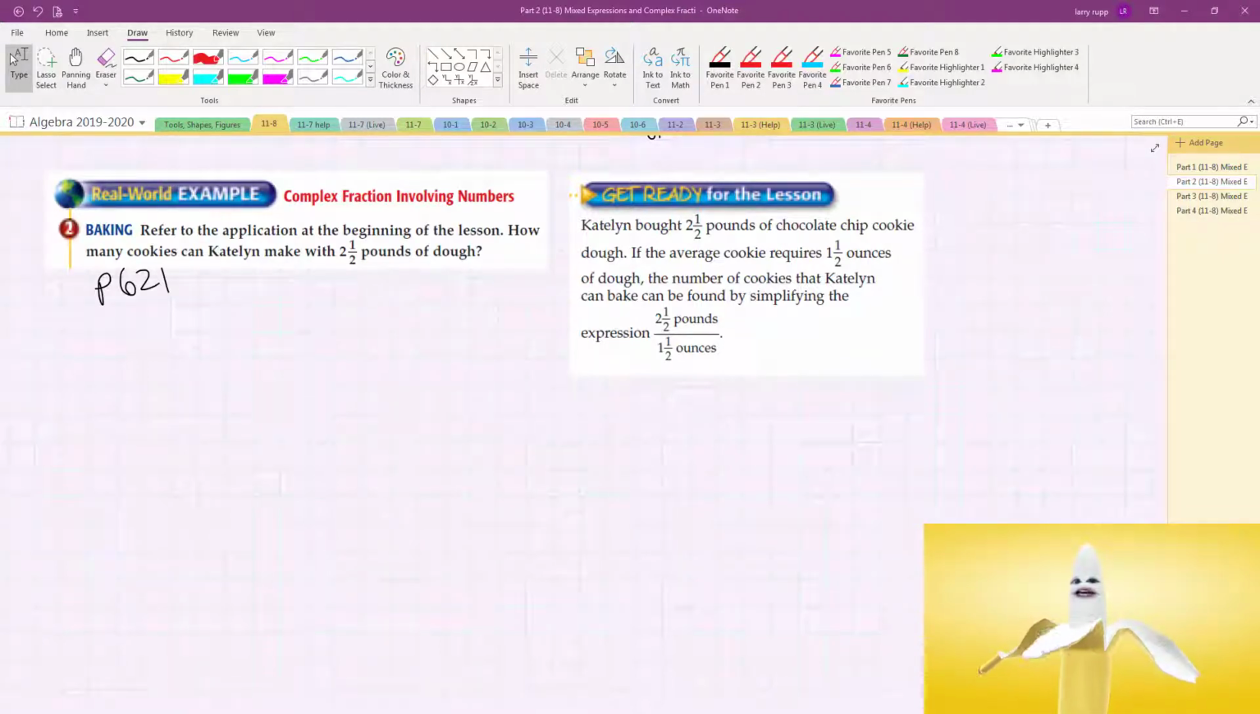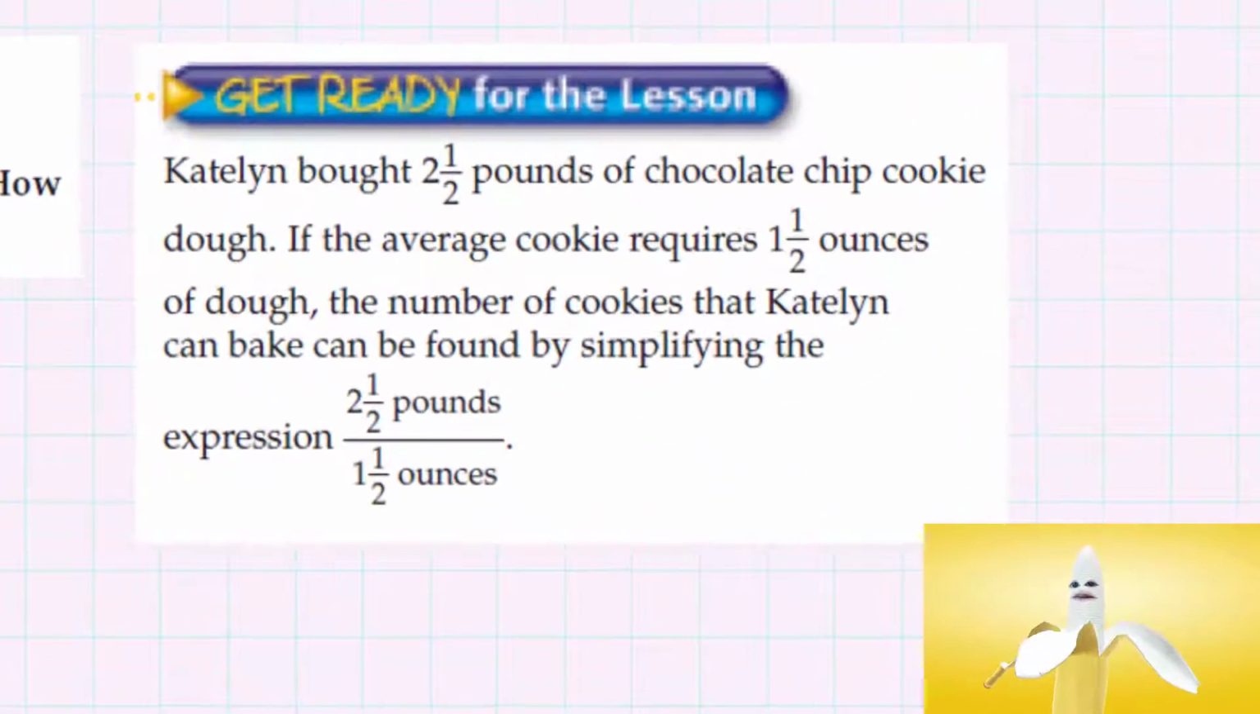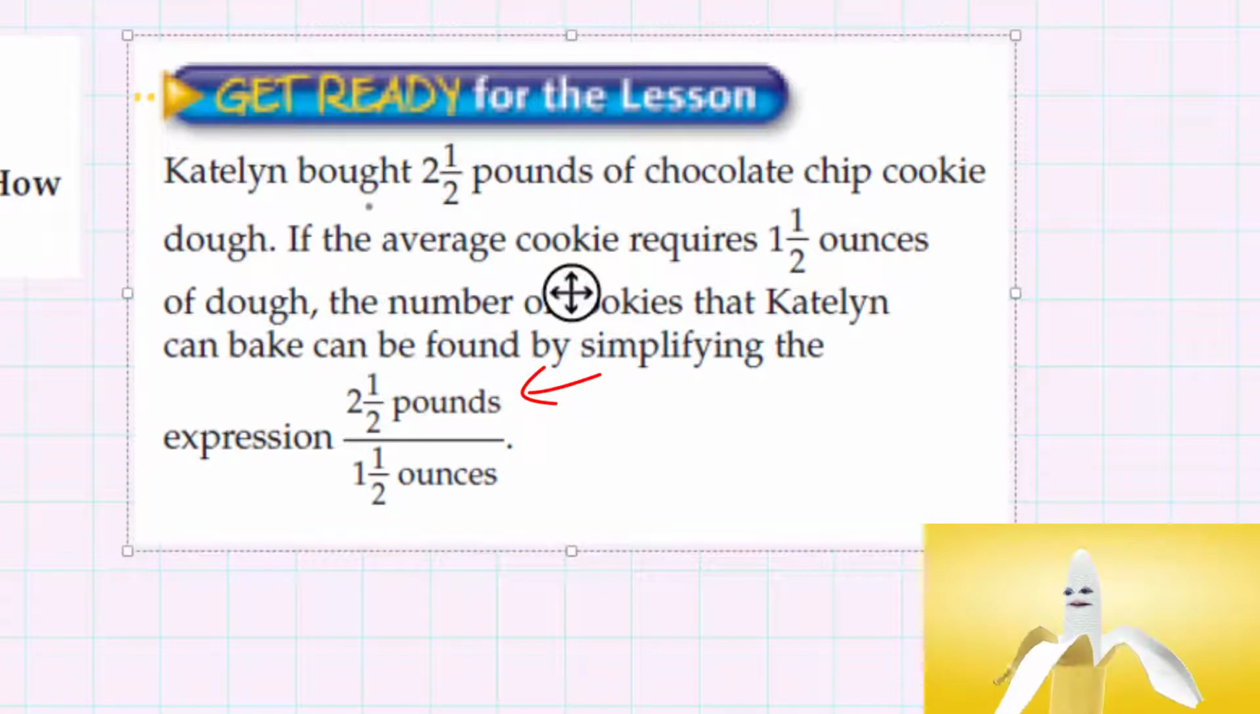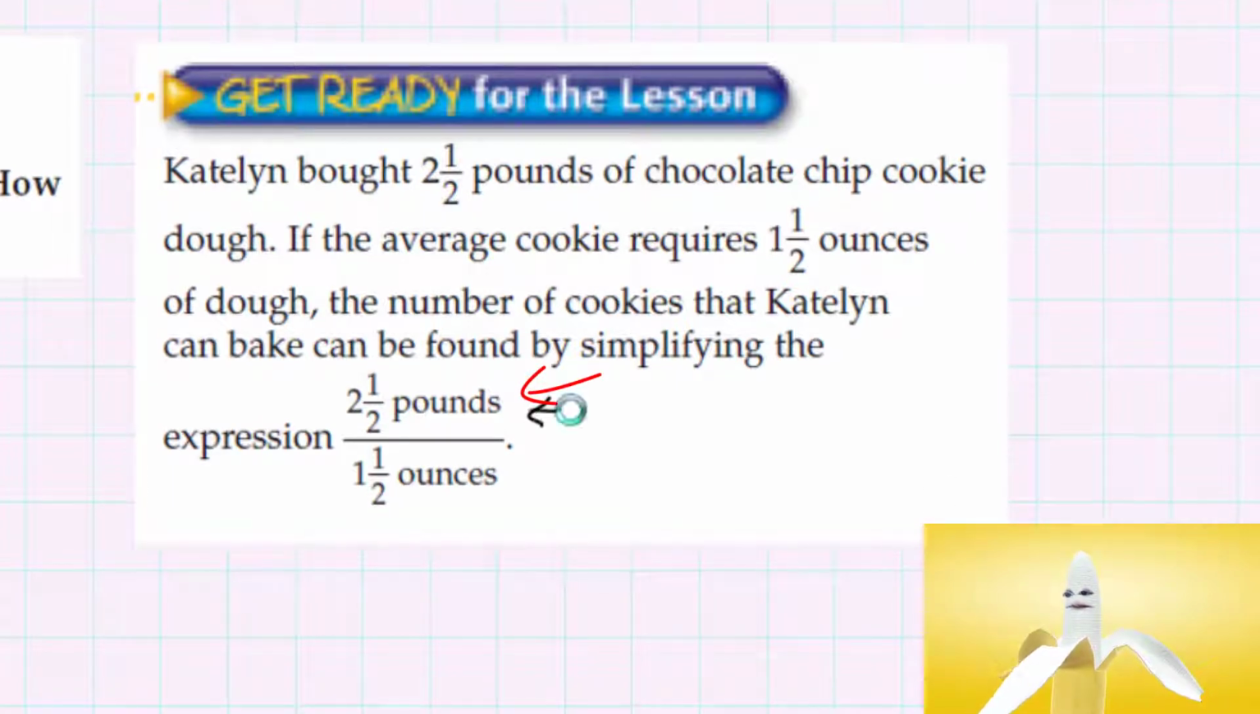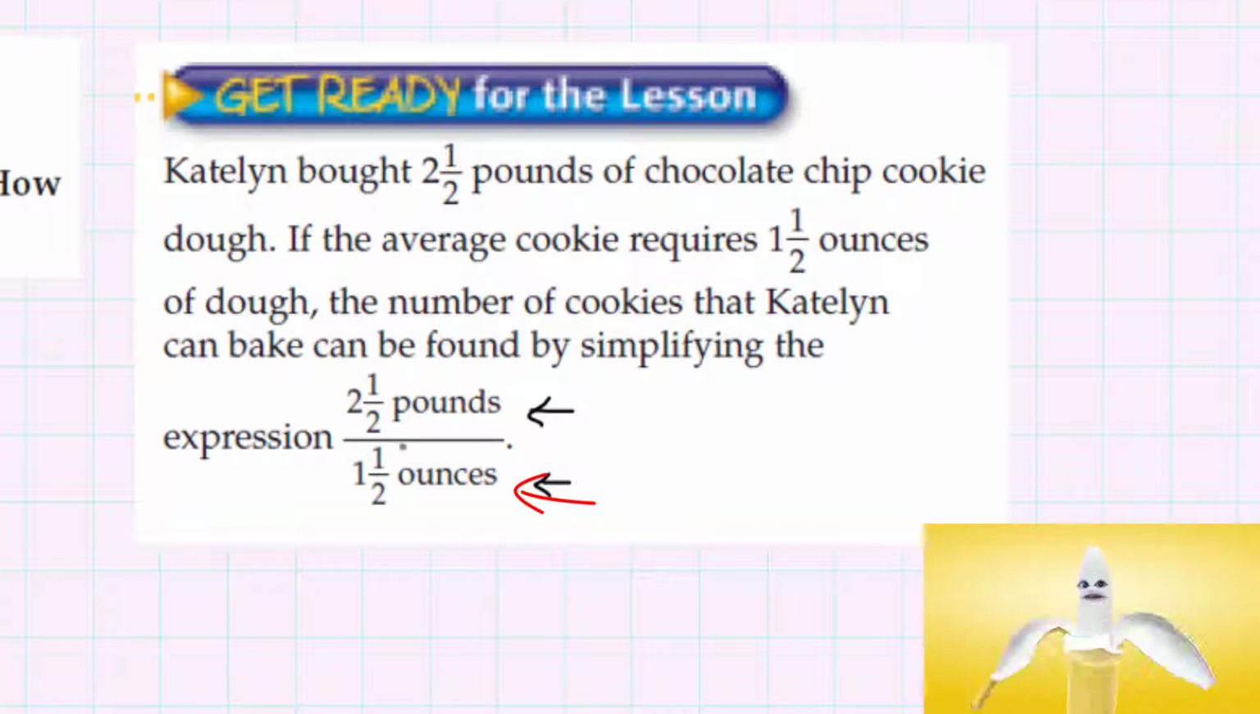Okay, so it says refer to the application at the beginning of this lesson. And I copied that down here for you. So Caitlin bought 2.5 pounds of chocolate chip cookie dough. And if the average cookie requires 1.5 ounces of dough, the number of cookies that Caitlin can bake can be found by simplifying this expression. All right? You take the total amount of dough here, and you divide it by how much dough is required for each cookie, and that will give you the number of cookies that she can make, right? It's a pretty straightforward problem, actually.